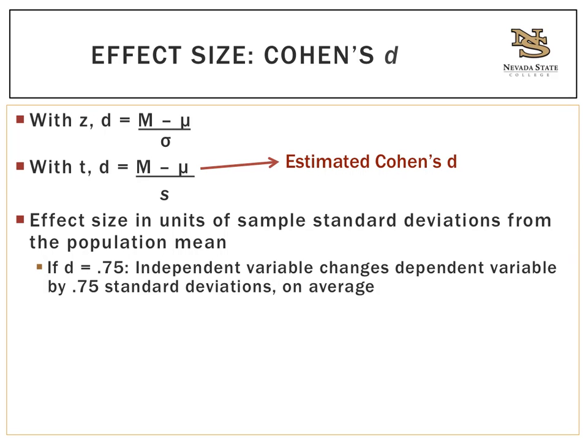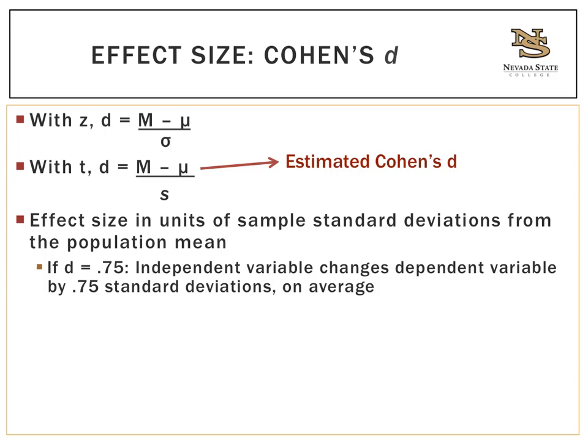So when you figure out Cohen's d, it tells you something about how your independent variable affects your dependent variable. So remember, in this case, our independent variable, or our treatment, is exercise, and our dependent variable is sleep quality. And so if our d is 0.75, then we can say that on average, our independent variable changes the dependent variable by 0.75 standard deviations.